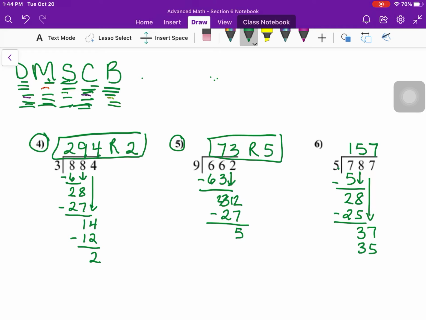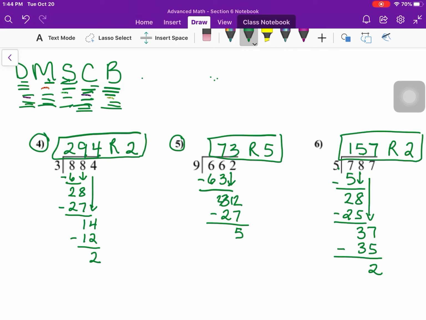We subtract. 37 minus 35 is 2. We check to see 2 is smaller than 5. We bring down, but there's nothing more to bring down. So we put our remainder of 2.